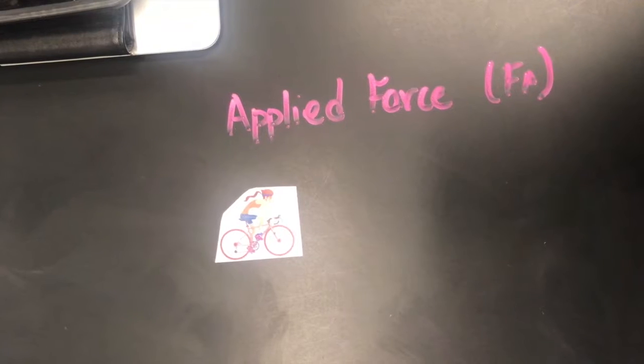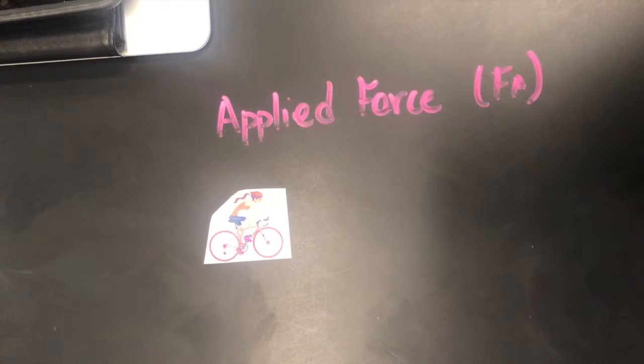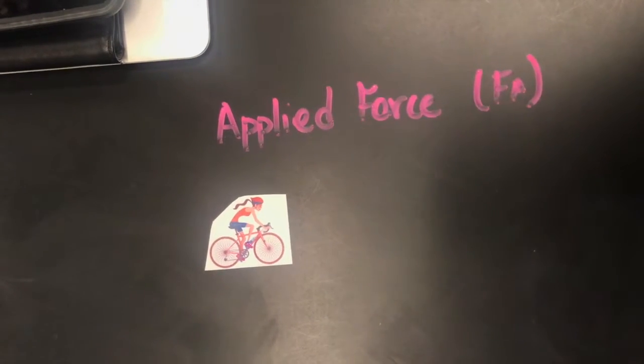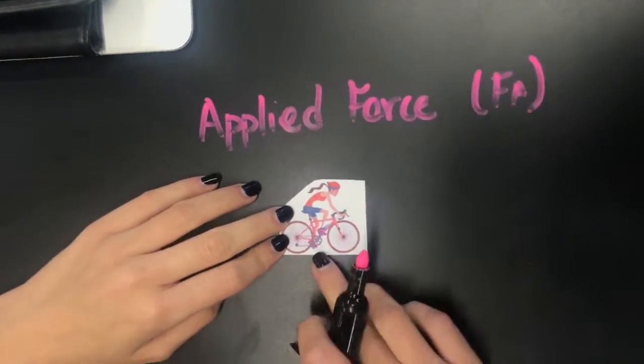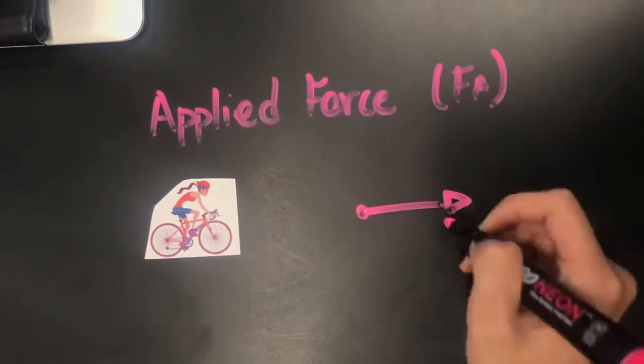We have the applied force every time that an object is being pushed or pulled by another force. Here we have the cyclist, and as the cyclist pedals, we have an applied force in the respective direction.